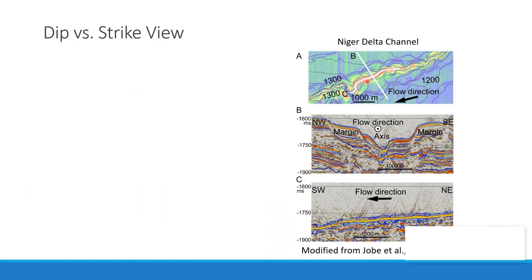So going back to the dip versus strike view, this is an example from seismic data from the Niger Delta channel from Gilbert et al. 2015 and 2017. And if we look at a cross-sectional view through a channel, you see this typical concave up shape with terraces and the margin on the edges. But if we look at a down dip view through the center line of this channel, we would only see the channel floor, the base of the channel.